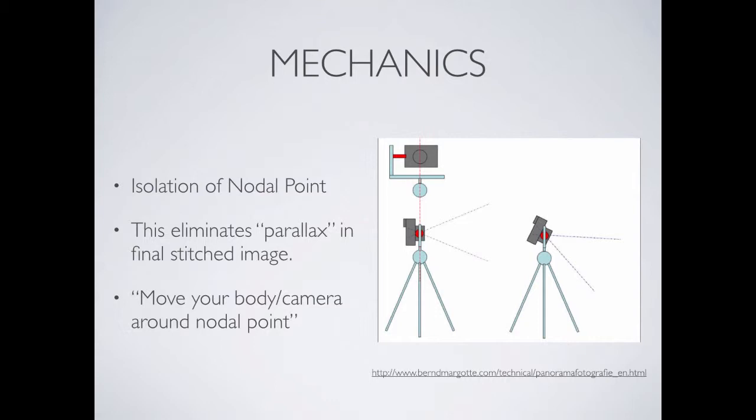If we had a generic camera, the first thing we need to do is isolate where that nodal point is in the center and rotate around it in the normal direction of rotation. Then we figure out where it is in the vertical direction, so that when we tip the camera, we tip it around.